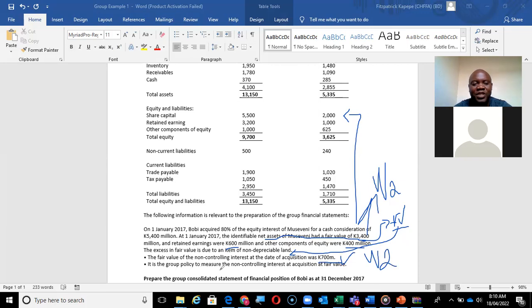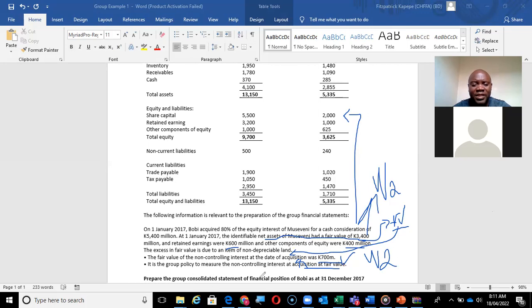It is the group policy to measure the non-controlling interest at acquisition at fair value. So we've been told, but even if we are not told, as long as there was this amount here, we would actually assume that the examiner wants us to use fair value. Otherwise, they are not going to waste their time in valuing the NCI at the time of acquisition. But what that line does, it removes any type of assumption that we needed to bring in. We don't need to guess.